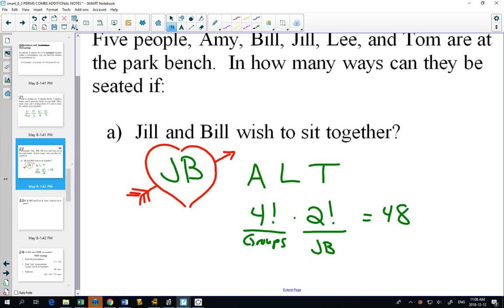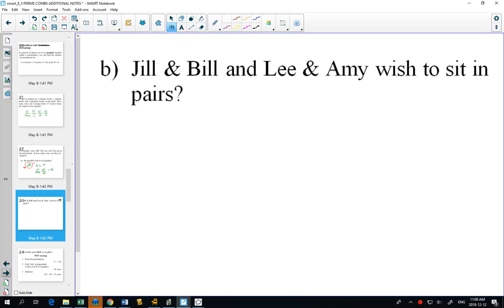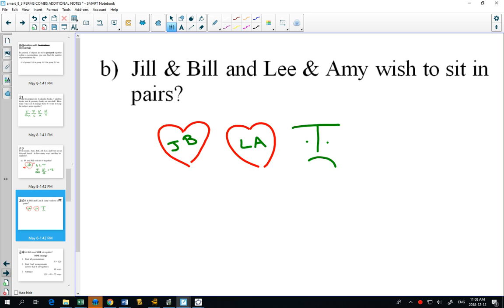Part B. Now Lee and Amy also want to sit together. Don't worry, Tom gets his revenge in part C. Okay, it's coming. But right now we've got Jill and Bill, Lee and Amy, and Tom sitting on the park bench.